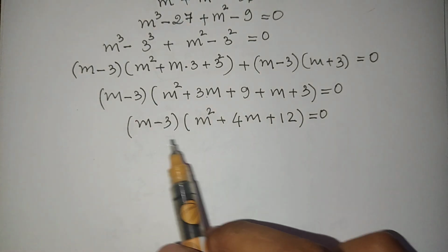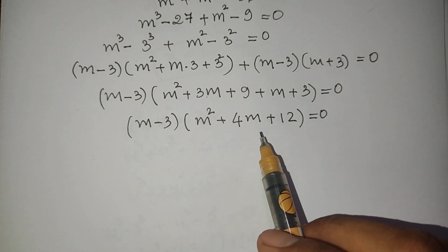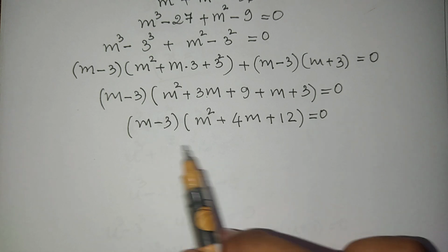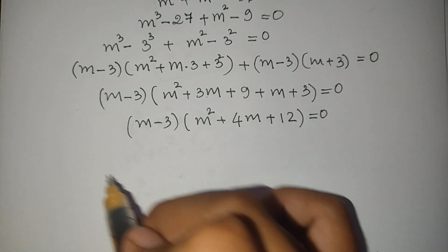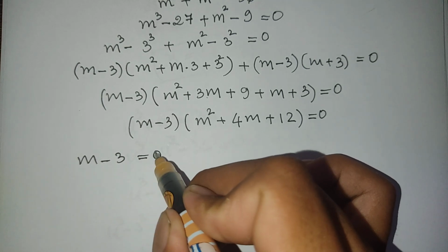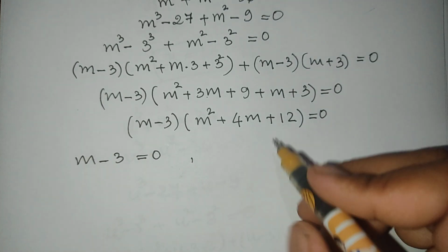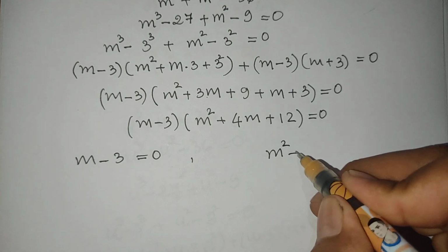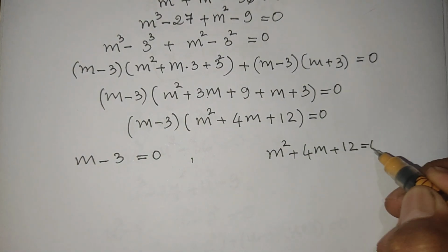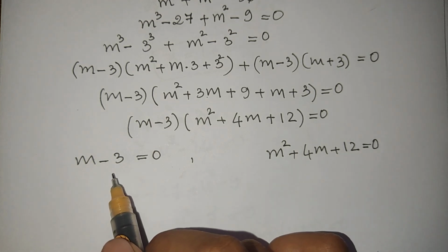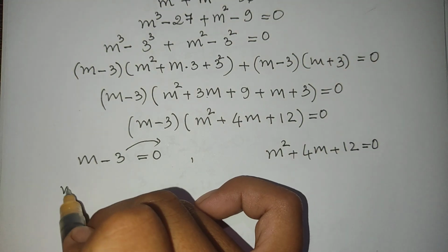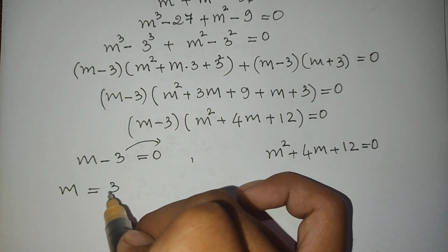So now we have two factors whose product equals 0, and the right hand side is 0. So we get this equal 0 and this equal 0. So we get m minus 3 equal 0, and m squared plus 4m plus 12 equals 0. We take 3 to the right hand side, so we get m equal 3.